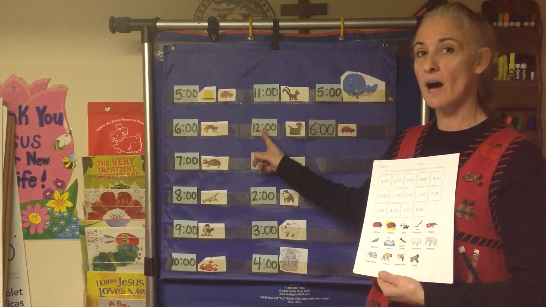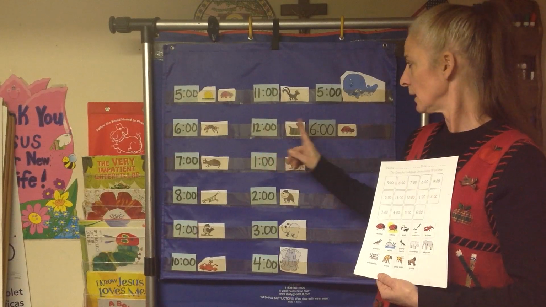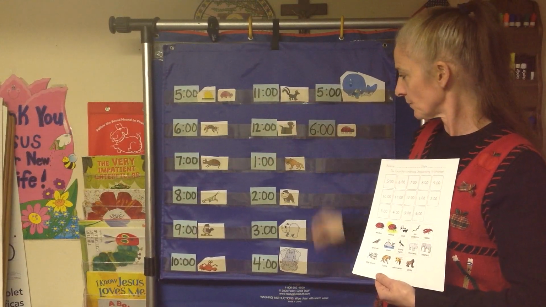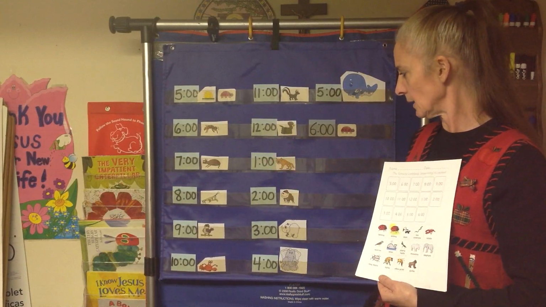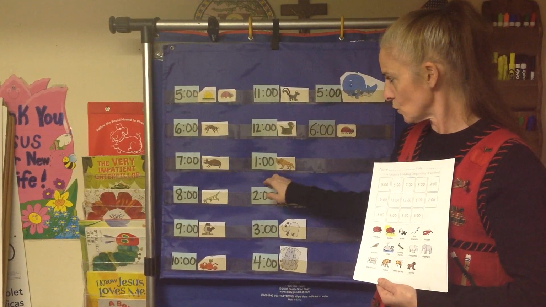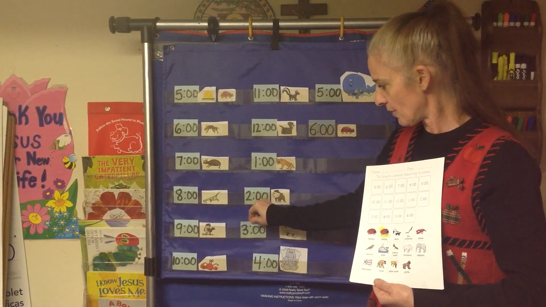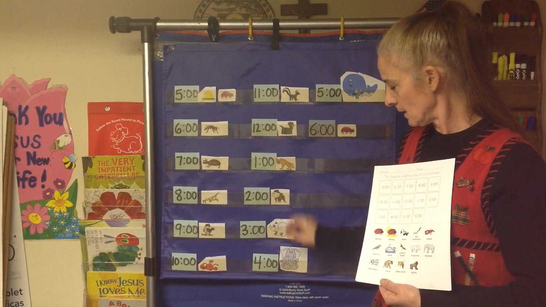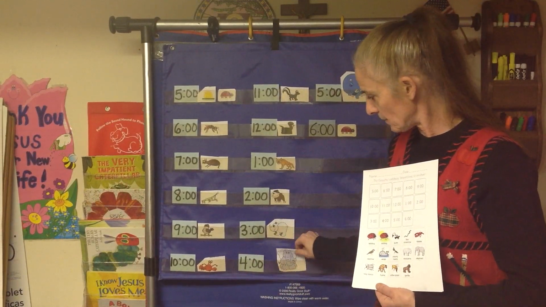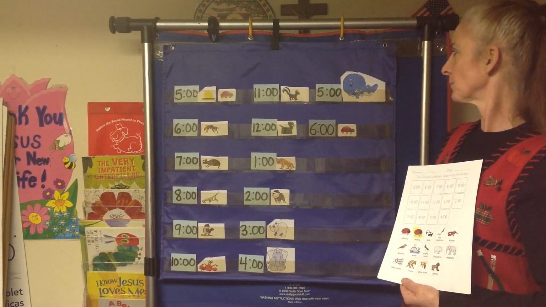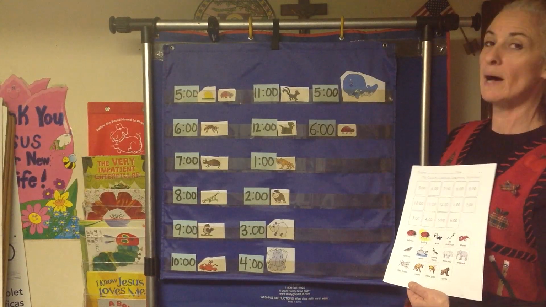At 12 o'clock, now it's p.m. because it's afternoon, he met a boa constrictor. Then at 1 o'clock p.m., he met a hyena. At 2 o'clock p.m., he met a gorilla. At 3 o'clock p.m., he met the rhinoceros. At 4 o'clock p.m., he met the elephant. And then at 5 o'clock, he met the whale.